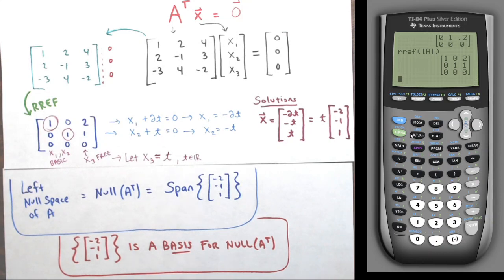Another thing to say is that the null space of A transpose, this left null space of A, is a subspace of R3. Every vector in here is from R3, and it's also a vector space in its own right under the standard operations. All right, so I've got just one more.